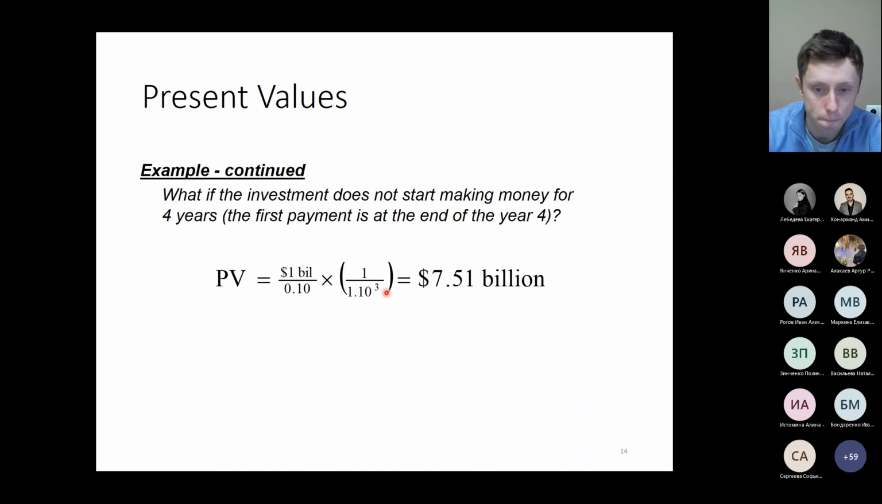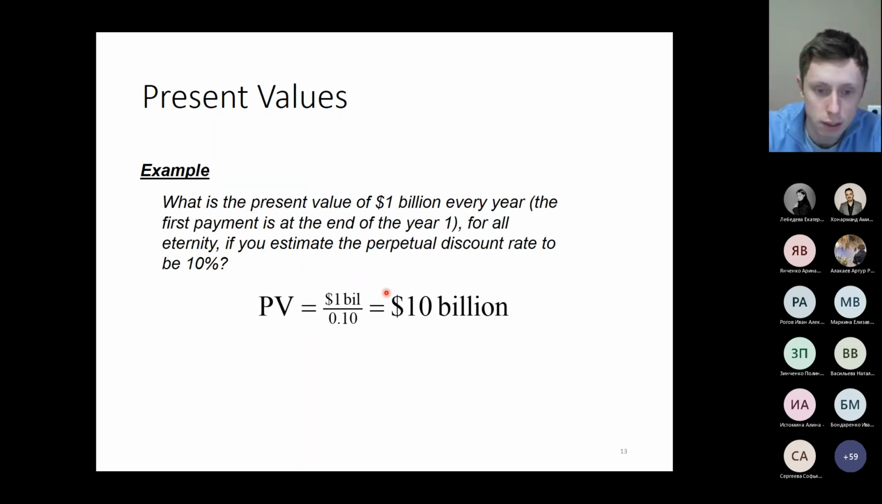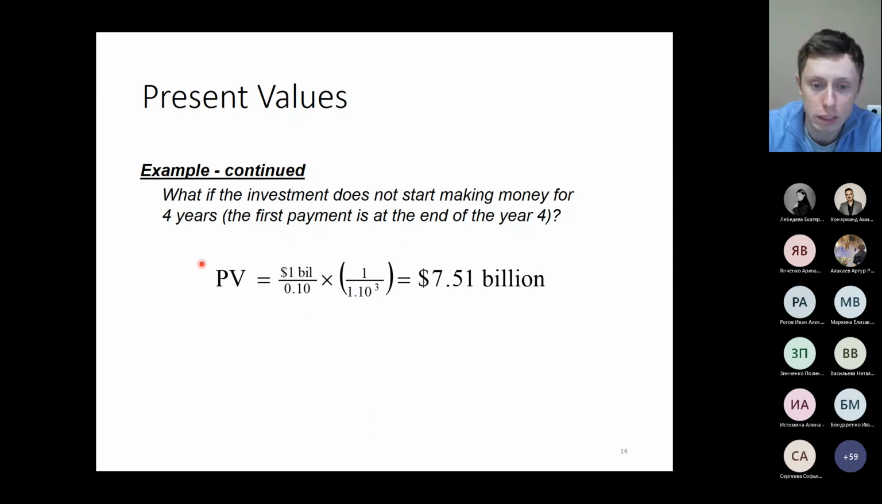And here it is. Out of those two simple things, we can derive the present value of the set of cash flows for the 3 years. This is this example, 1 billion every year for 3 years. Does it make sense to you? So this is the one when we have it forever. This is the one when we have the first payment at the end of year 4.